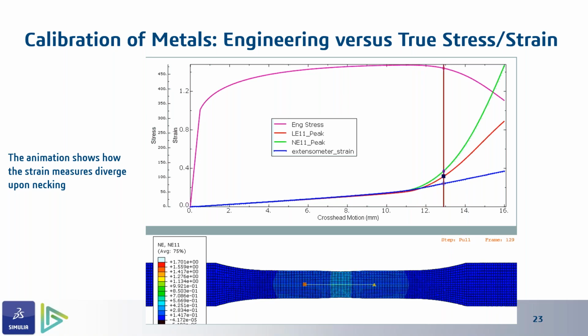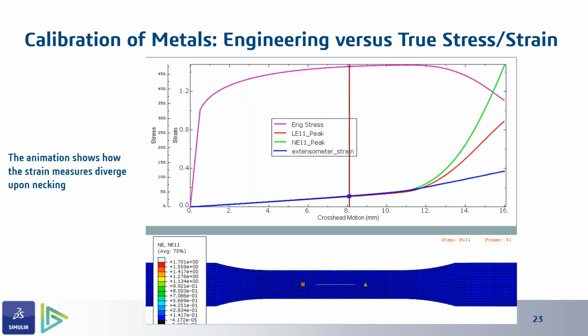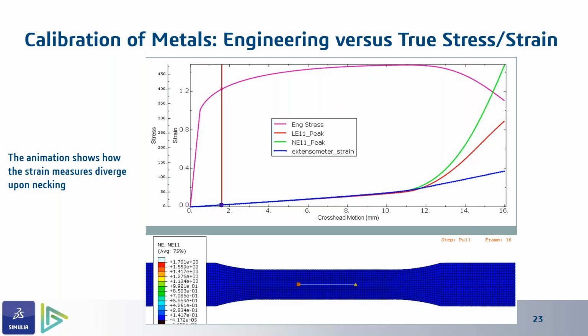This is because once you reach necking, as you can see with the diagram in the slide, there is a divergence of results between the engineering stress, which is given in pink, and the extensometer strain, which is given in blue. So always remember to keep within the correlation points, which is until the UTS point.